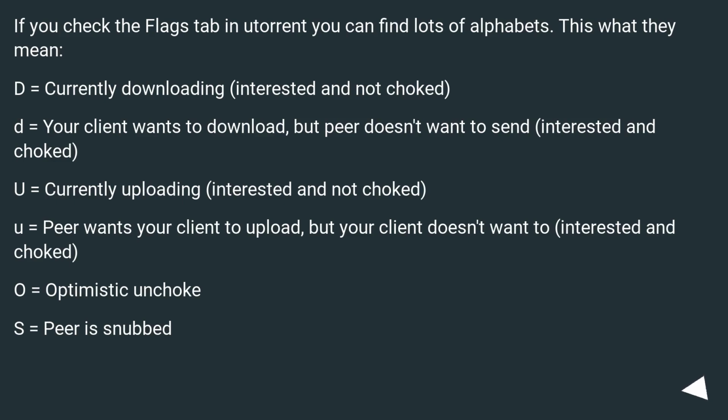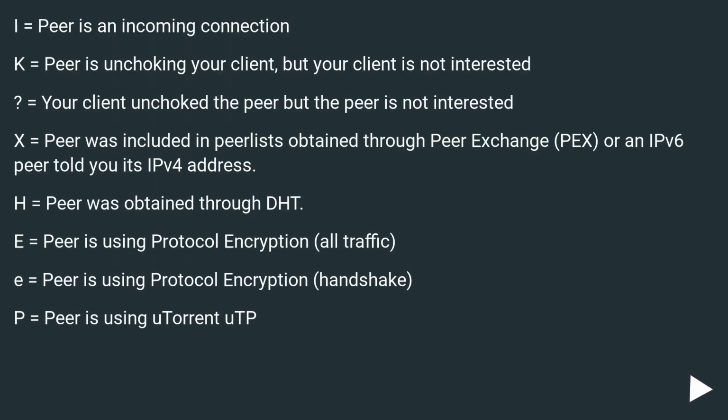O equals optimistic unchoke. S equals peer is snubbed. I equals peer is an incoming connection. K equals peer is unchoking your client, but your client is not interested. ? equals your client unchoked the peer, but the peer is not interested. X equals peer was included in peer lists obtained through peer exchange, PEX, or an IPv6 peer told you its IPv4 address. H equals peer was obtained through DHT.